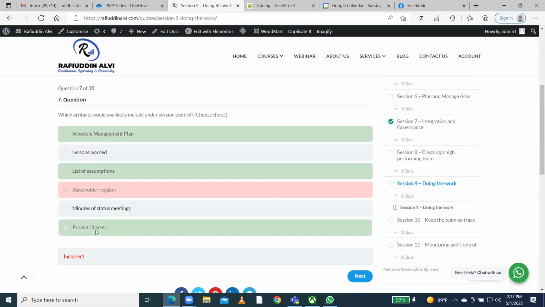I thought the project charter would be done only once. But it is an artifact, basically an approved document. Artifacts are nothing but approved documents, and approved documents usually can be put under version control. Schedule management relates to timings. Assumptions means what the assumptions are. These two are correct, plus the project charter. The stakeholder register is where you put all the people you identify as stakeholders.